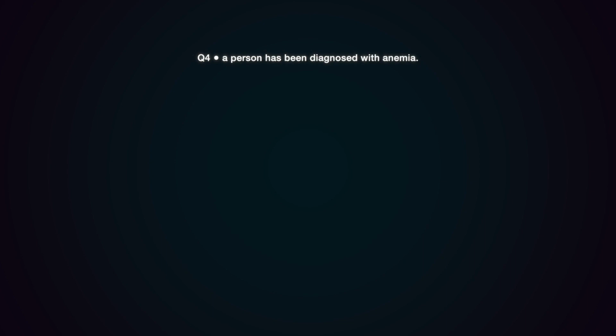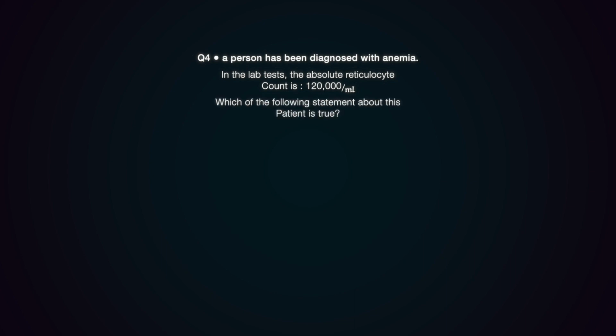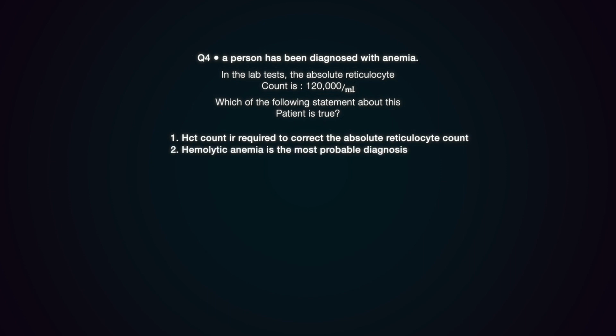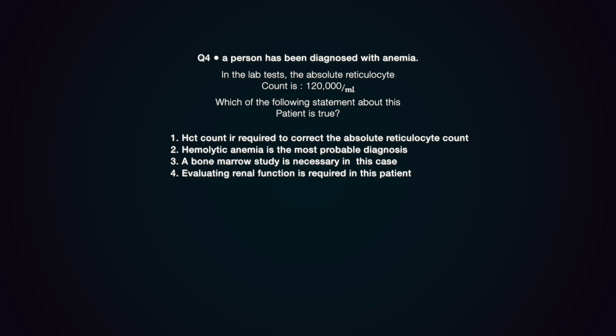Question 4. A person has been diagnosed with anemia. In the lab test, the absolute reticulocyte count is 120,000 per microliter. Which of the following statements about this patient is true? 1. Hematocrit count is required to correct the absolute reticulocyte count. 2. Hemolytic anemia is the most probable diagnosis. 3. A bone marrow study is necessary in this case. And 4. Evaluating renal function is required in this patient.